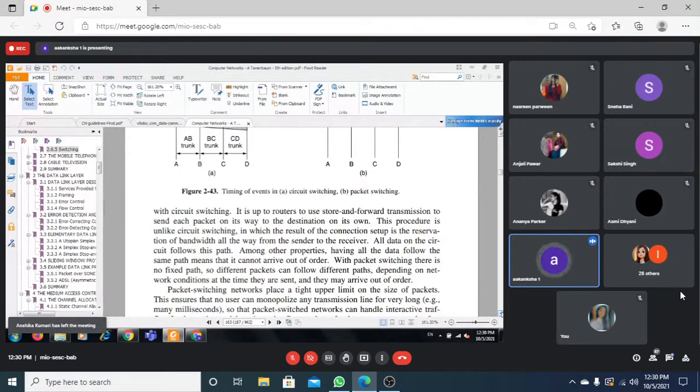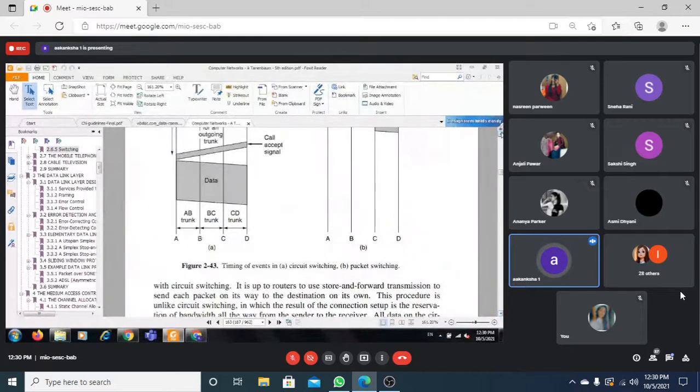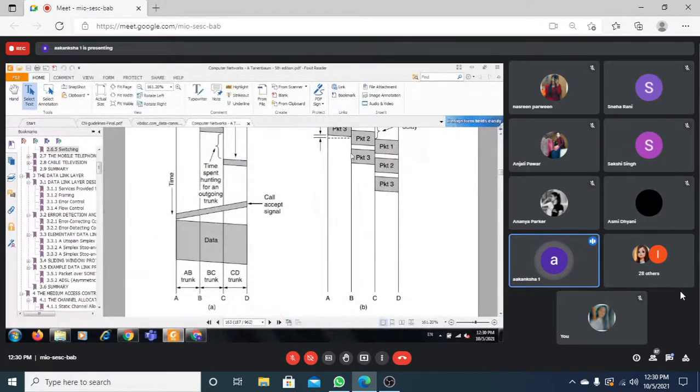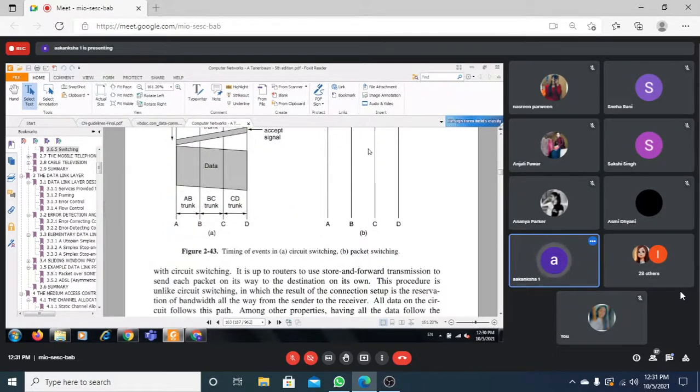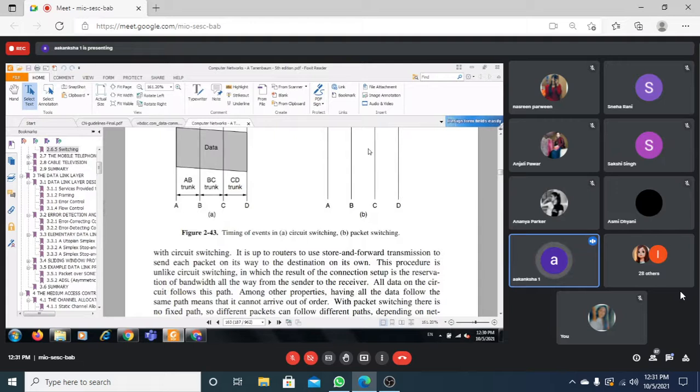Suppose B is receiving the packet which is being sent by A. It receives the packet, stores it, and then forwards it to the next hop, to C. C receives the sequence of packets, stores them, and forwards them as per its routing table, sending them to D. So it is doing store and forward transmission. This is unlike circuit switching, which is the result of connection setup, and which reserves a bandwidth all the way from the sender to the receiver.